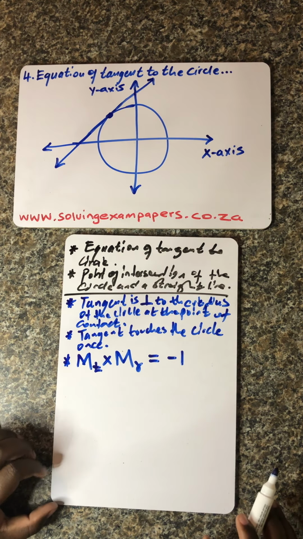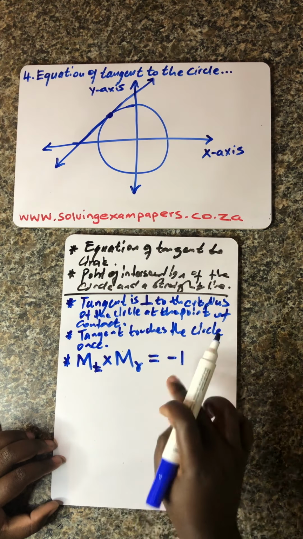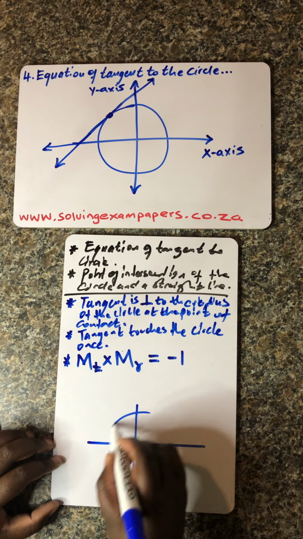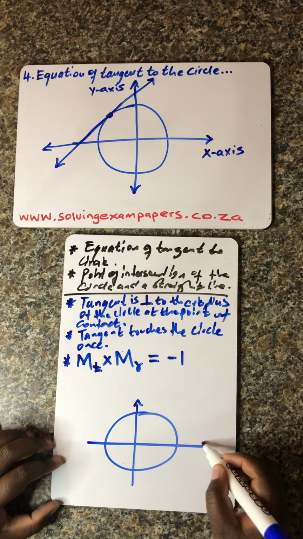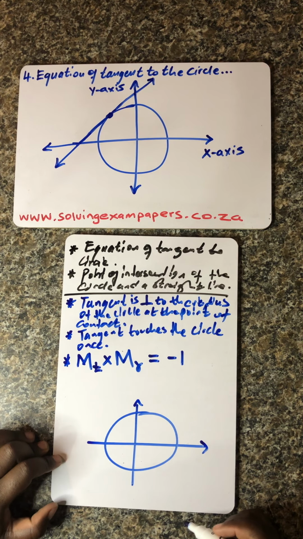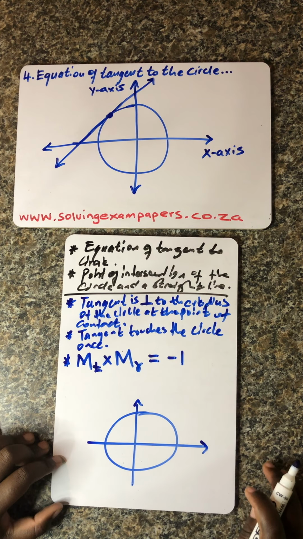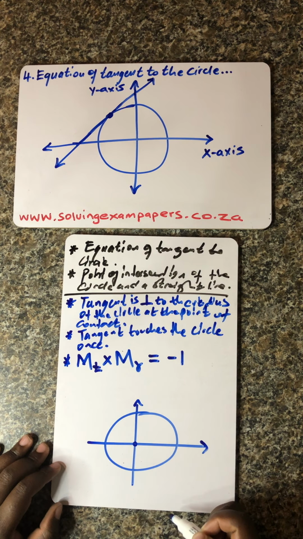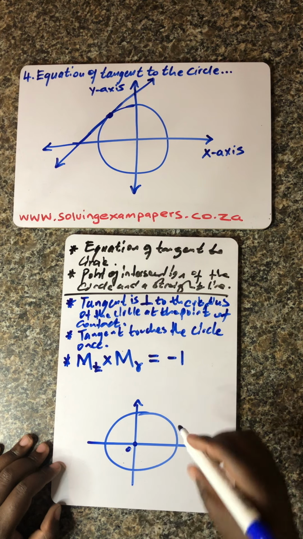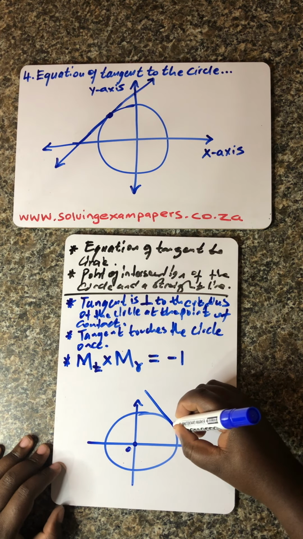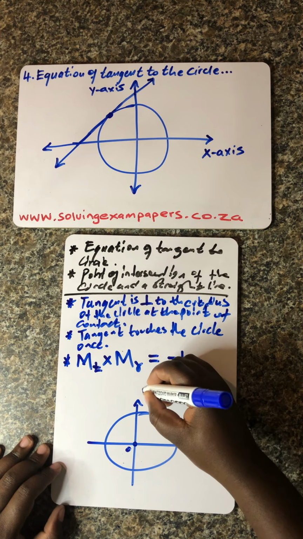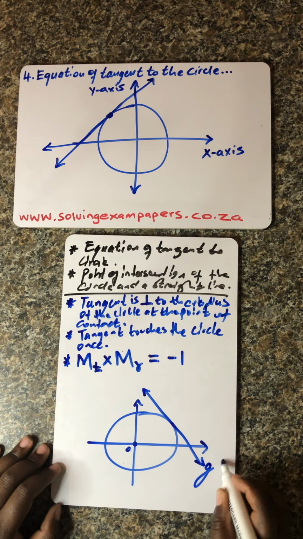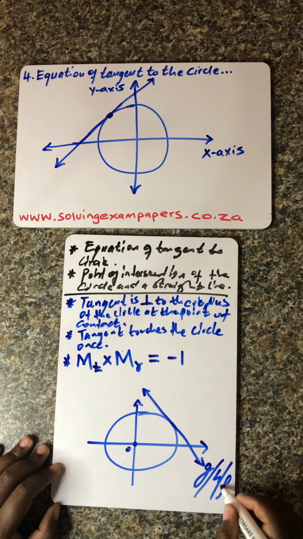So can I just try to explain a little bit more what I mean when I say the gradient of the tangent multiplied by the gradient of the radius is equal to -1. Let's say we've got a circle where the center is at the origin, and we've got a tangent. Let me not complicate this with too many lines. This is the graph of G. It could be the graph of H. It could be the graph of F.